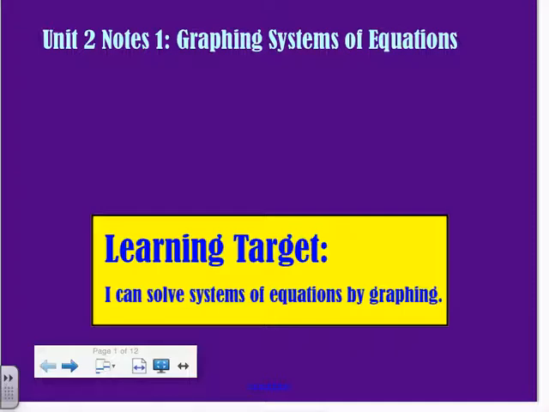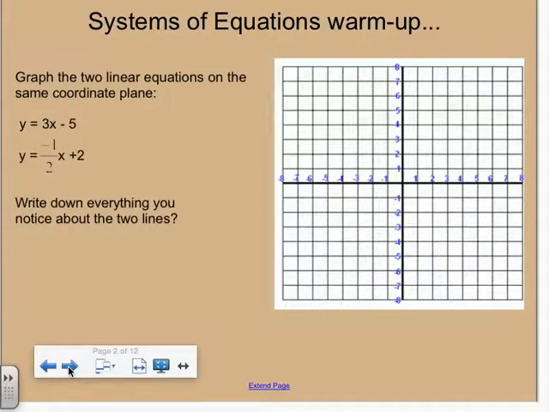Graphing systems of equations. Here's the deal, guys. If we don't know how to graph yet, we gotta go back to the drawing board. You gotta come ask some questions. You gotta get comfortable with it sooner rather than later, because now we gotta use all of those. Okay, so let's practice graphing then.